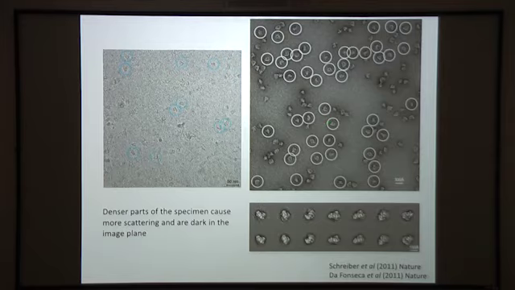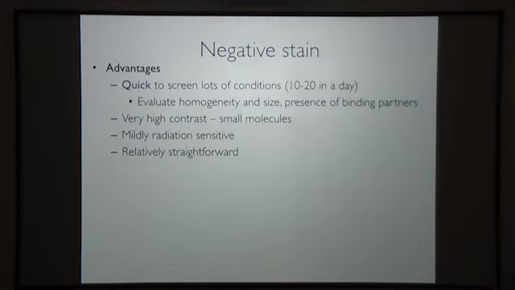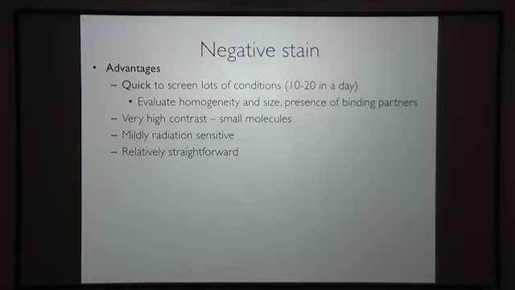So for negative staining, there's really excellent contrast, even with a modest dose on our inexpensive Spirit microscopes. So as Richard said on Monday, this is really quick. We can make negative stain grids and evaluate them almost as fast as we can run a gel and look at the proteins on a gel. But it gives you so much information. We can screen many different conditions in a day. It has very high contrast, even for small molecules. It's only mildly radiation sensitive and relatively straightforward and easy to learn.